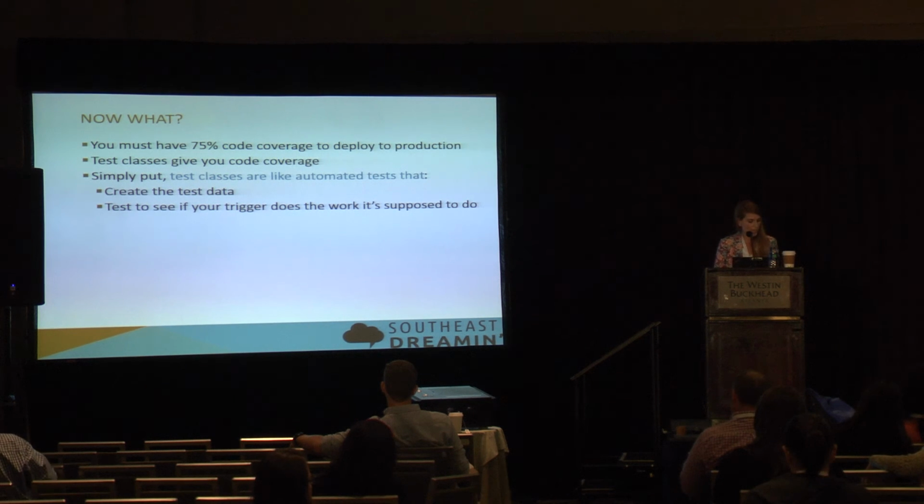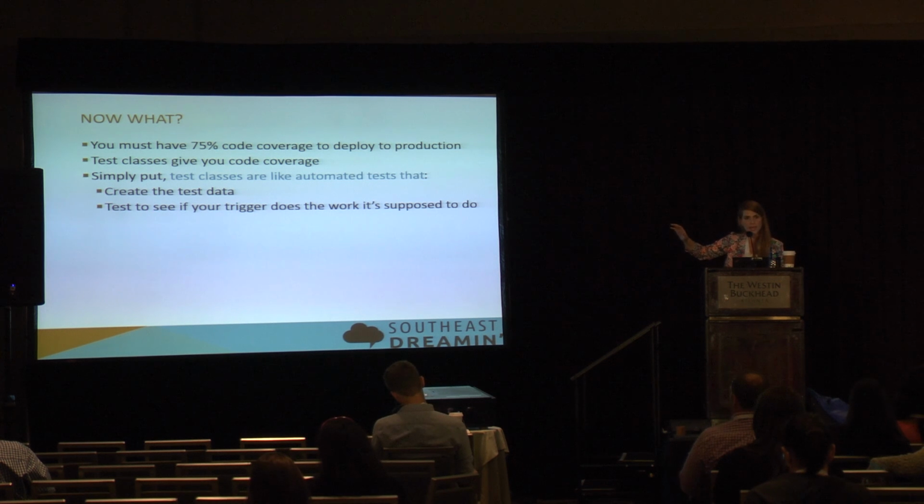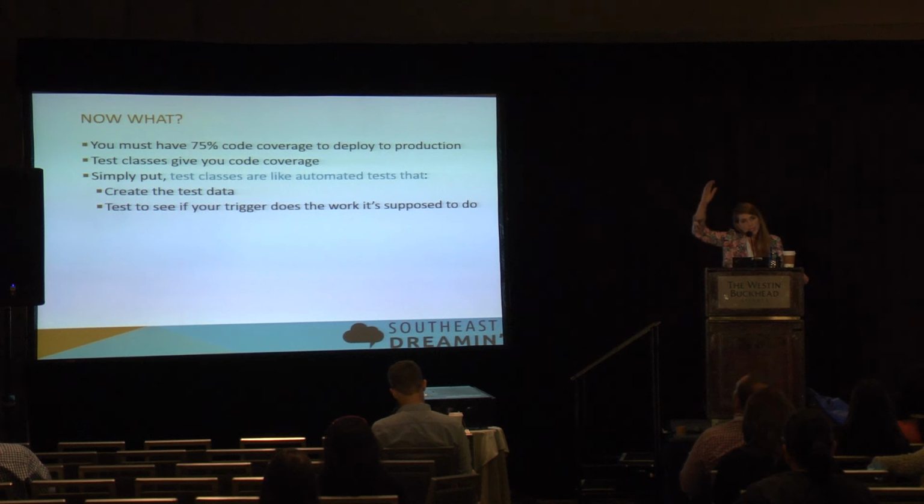Okay, so I'm almost running out of time, but it's totally fine. It's really, really important that you have code coverage. By code coverage, I mean everything that we write, we have to make sure it works in a systematic way. It's like the system saying, you got this, it works. So test classes give you code coverage. Simply put, test classes are automated tests that create your test data, and then you do something called a system assert to assert that your test data is correct by the end of the time the test runs.